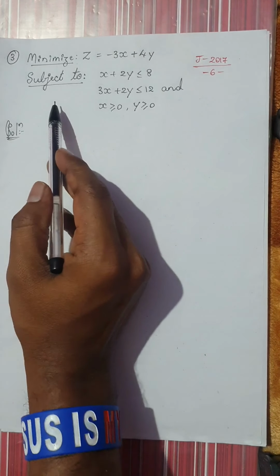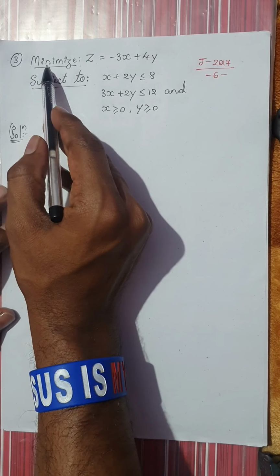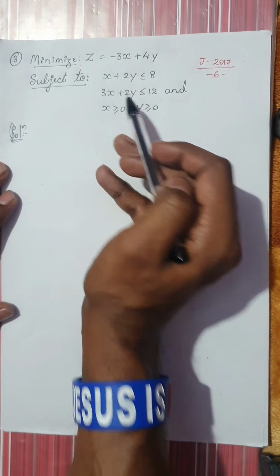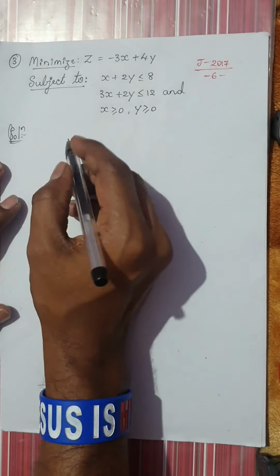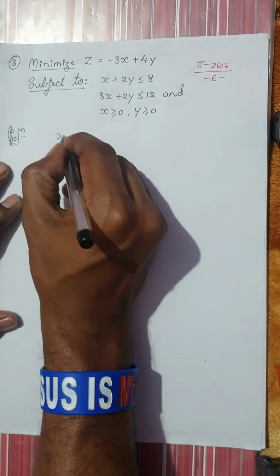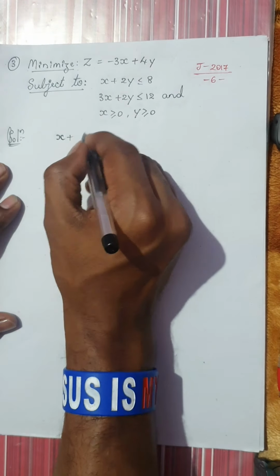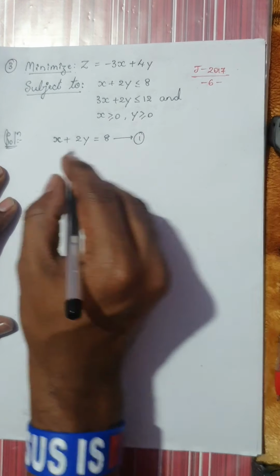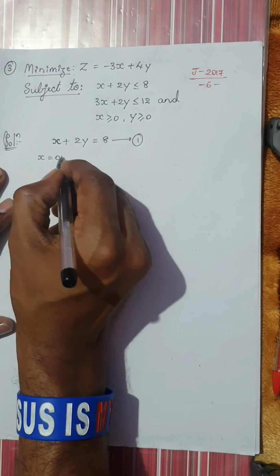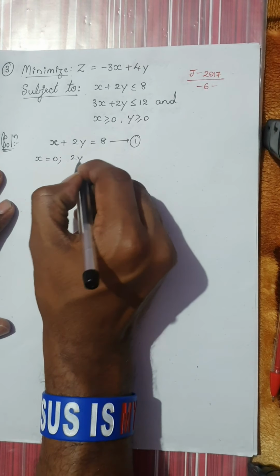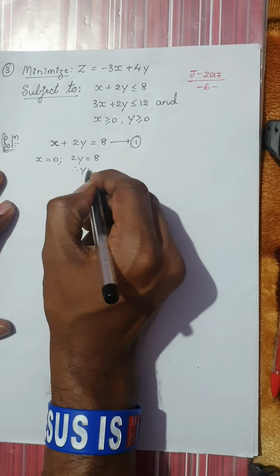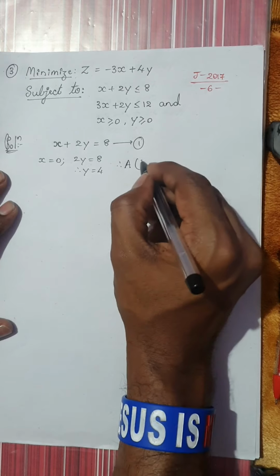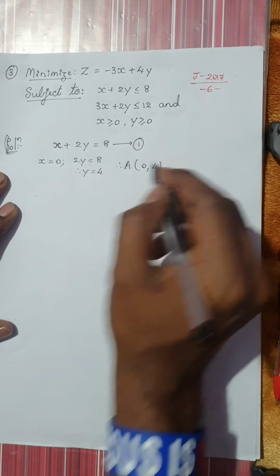Right, my dear students, let's go on to the third question. The question we have is, minimize Z is equal to minus 3x plus 4y subject to the given constraints and the non-negativity condition. Procedure, you are thorough with it. Let us consider the first equation, x plus 2y is equal to 8, equation 1. If I put x is equal to 0 here, you will get 2y is 8, therefore y is 8 by 2, that is 4. Therefore my point A is 0 comma 4.